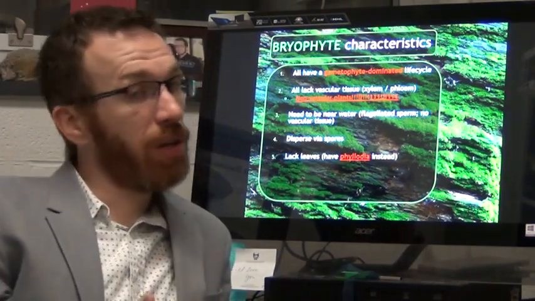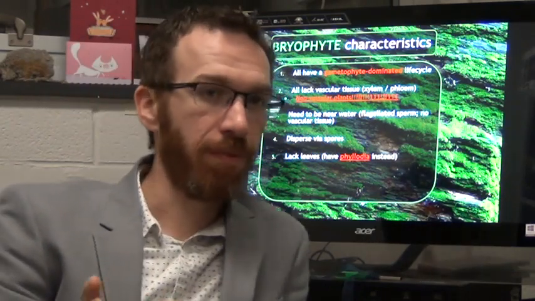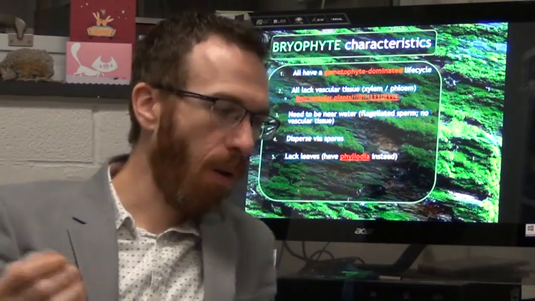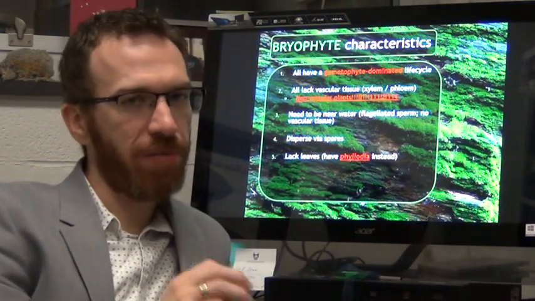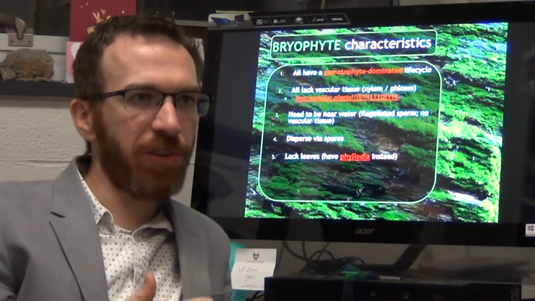Fifth, they do not have true leaves. True leaves have vascular tissue. These guys don't have vascular tissue. So what do they have instead? They have something called phyllodia, and that's their word there. So phyllodia are false leaves.